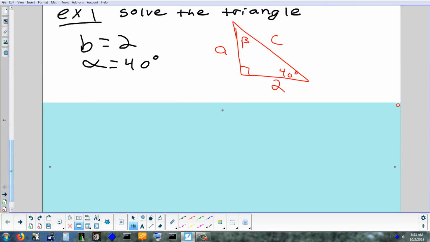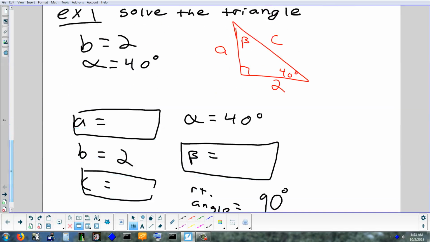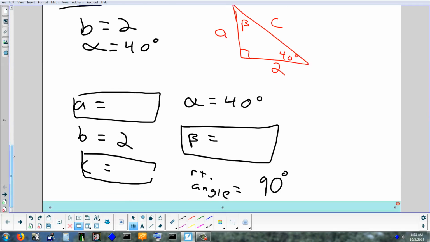All right, so now I'm going to organize all that information into a chart. I just put the three sides in one column and the three angles in the other column. And notice how I set up the chart: A across from alpha, B across from beta, C across from the 90. That's exactly the way we drew it.